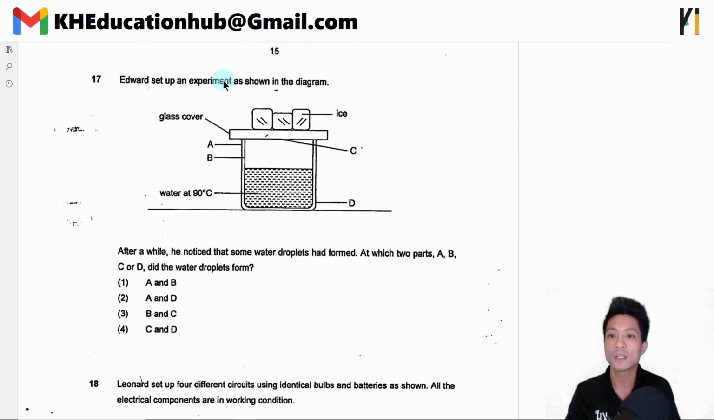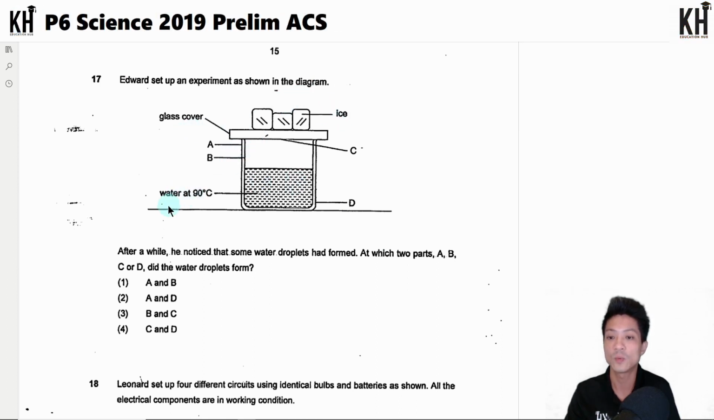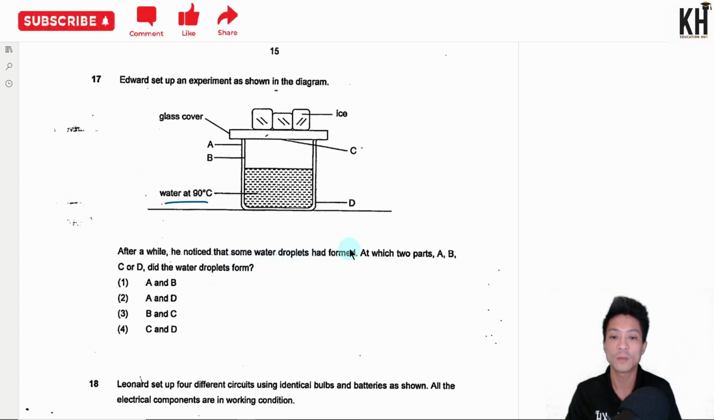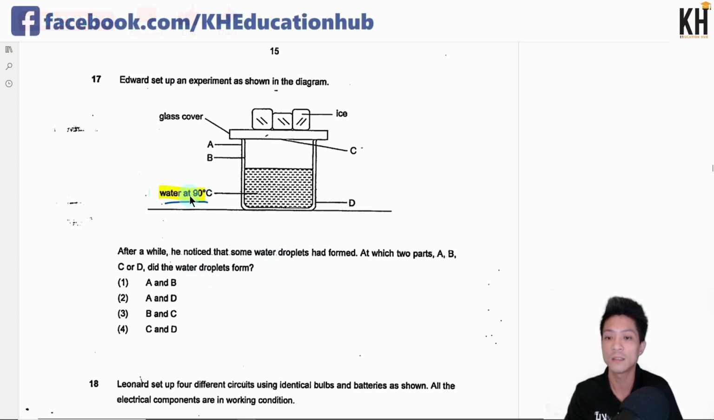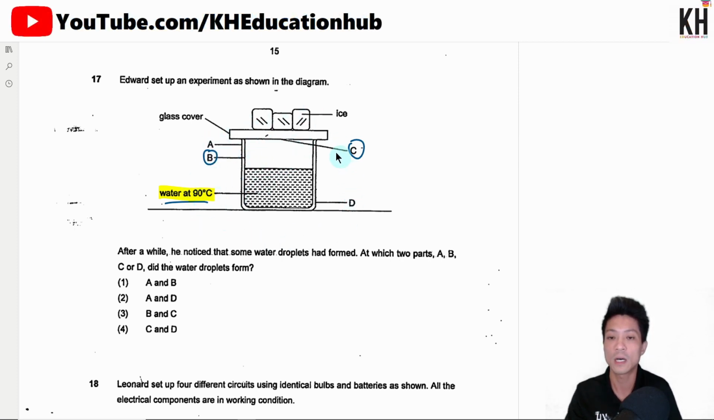Question 17. Eva set up an experiment as shown in the diagram. Okay, glass cover, there's ice on top, and then this is water at 90 degrees Celsius, so it's a fairly hot water. After a while, he noticed that some water droplets had formed. At which 2 parts A, B, C, or D did the water droplets form? If it is a hot water like this, there's a high chance that the water droplets will form at B and C, in the inner part. If it is a cold water, then water droplets will form on the outer surface of the container. Okay, so number 3 is the answer.